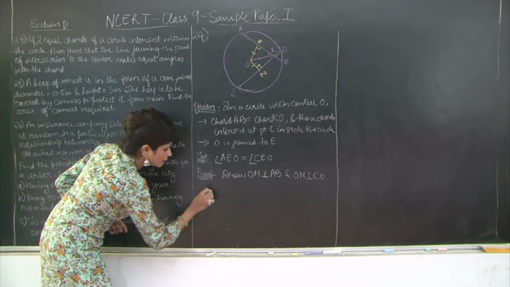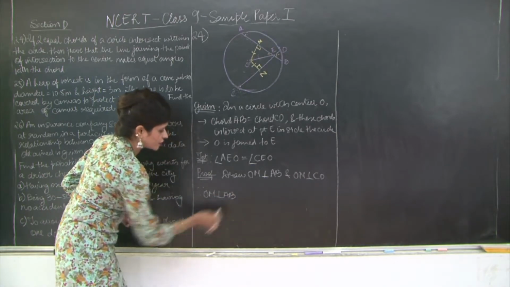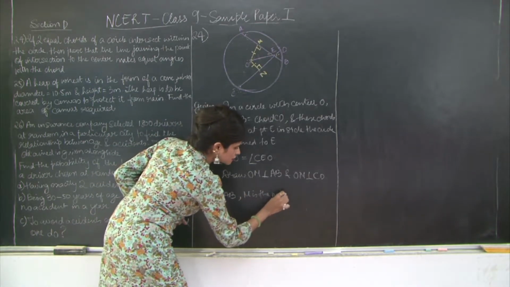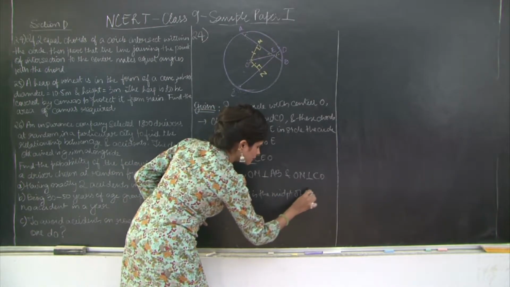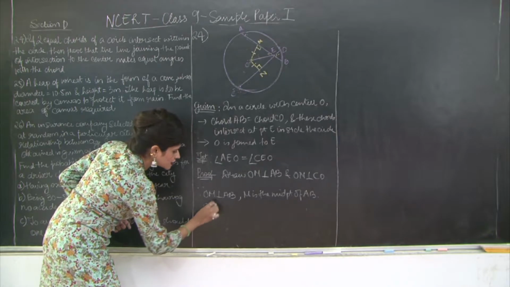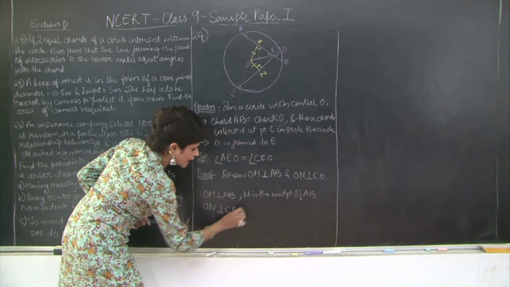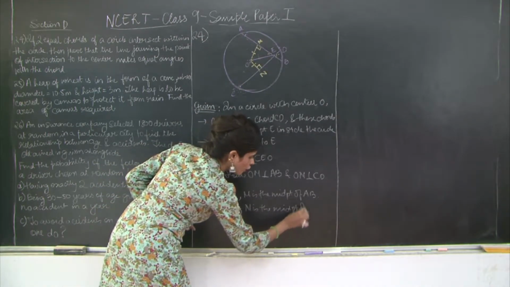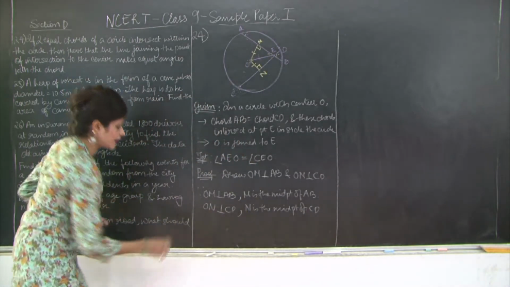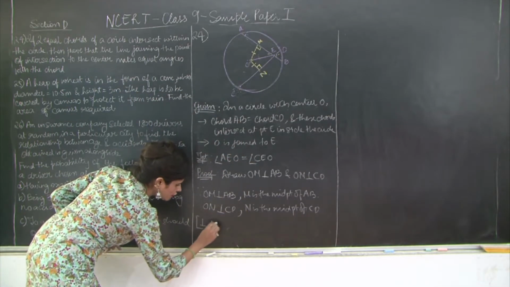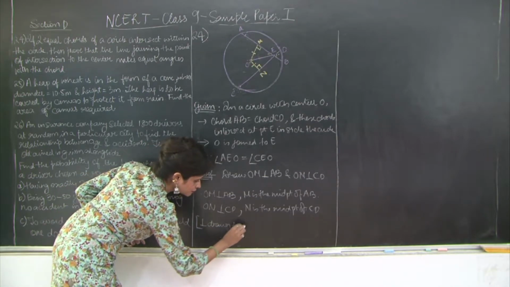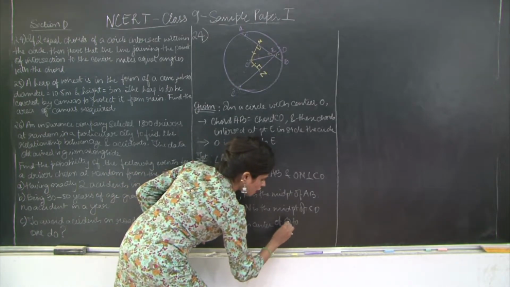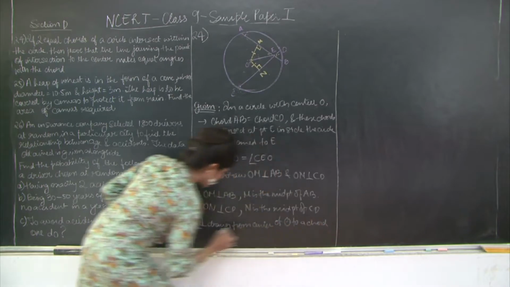Since OM is perpendicular to AB, what do I get? M is the midpoint of AB, and since ON is perpendicular to CD, I get N is the midpoint of CD. And for both of these, what can you write? Perpendiculars drawn from the center of a circle to a chord bisect the chord.